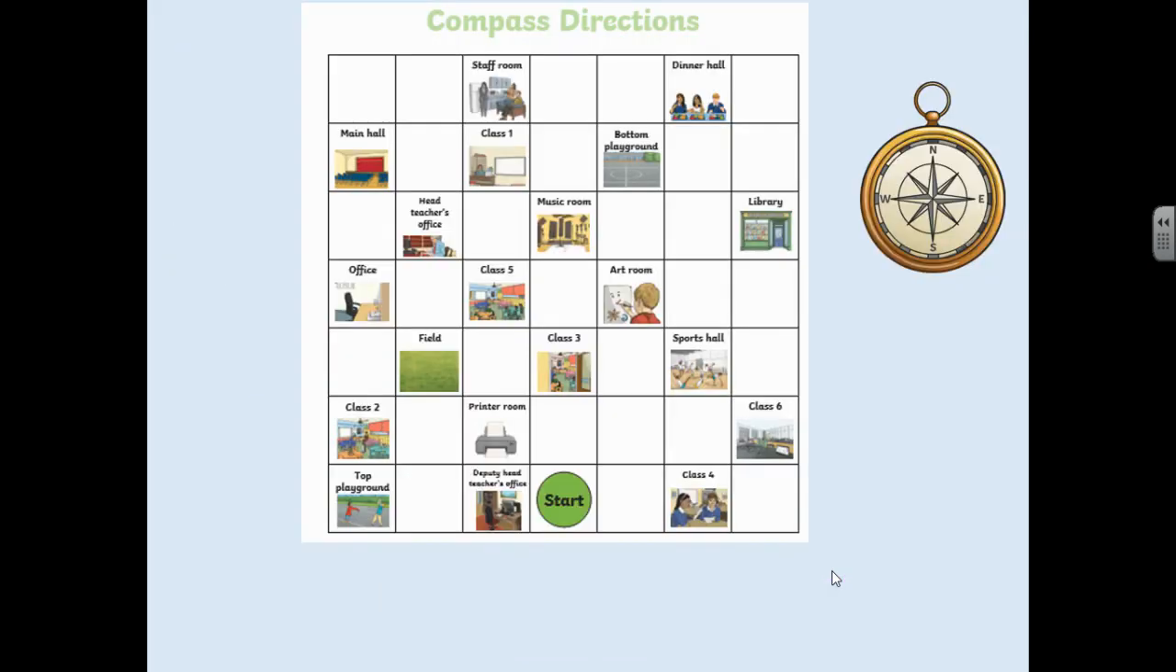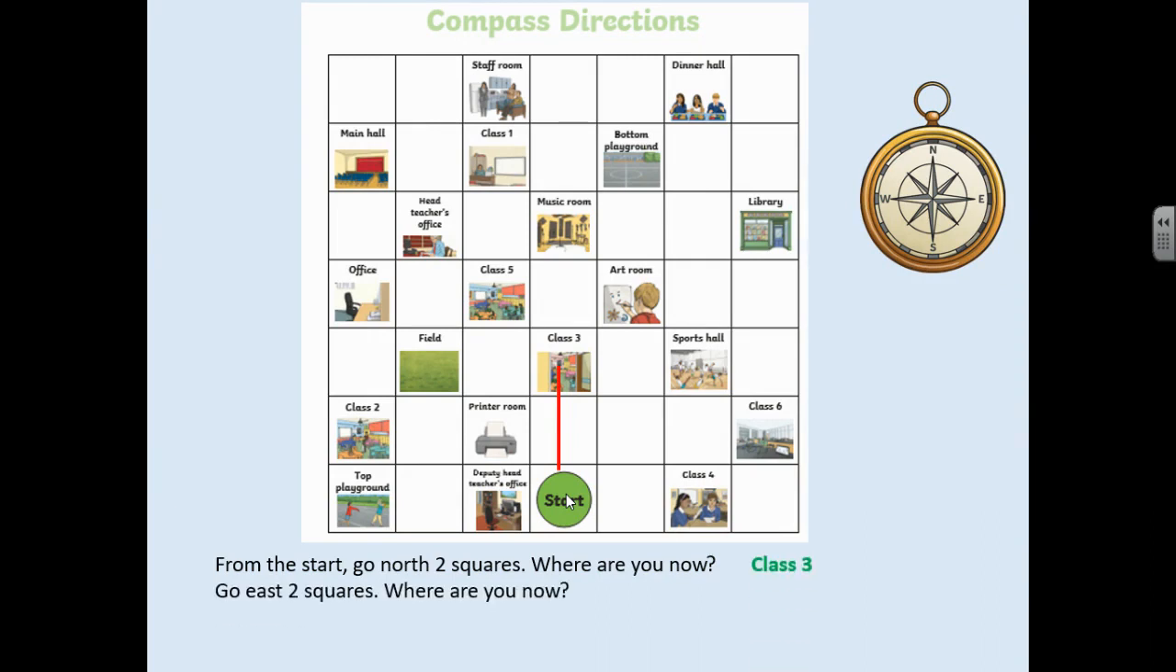Right, I have got a grid here of a school, and I need to know how I'm going to be using this grid to follow directions. Now, as it is compass directions, I need to know where my north is. So I can see my north is pointing towards the top of the page. So I'm going to start from here. From the start, go north 2 squares. Where are you now? So it is class 3.